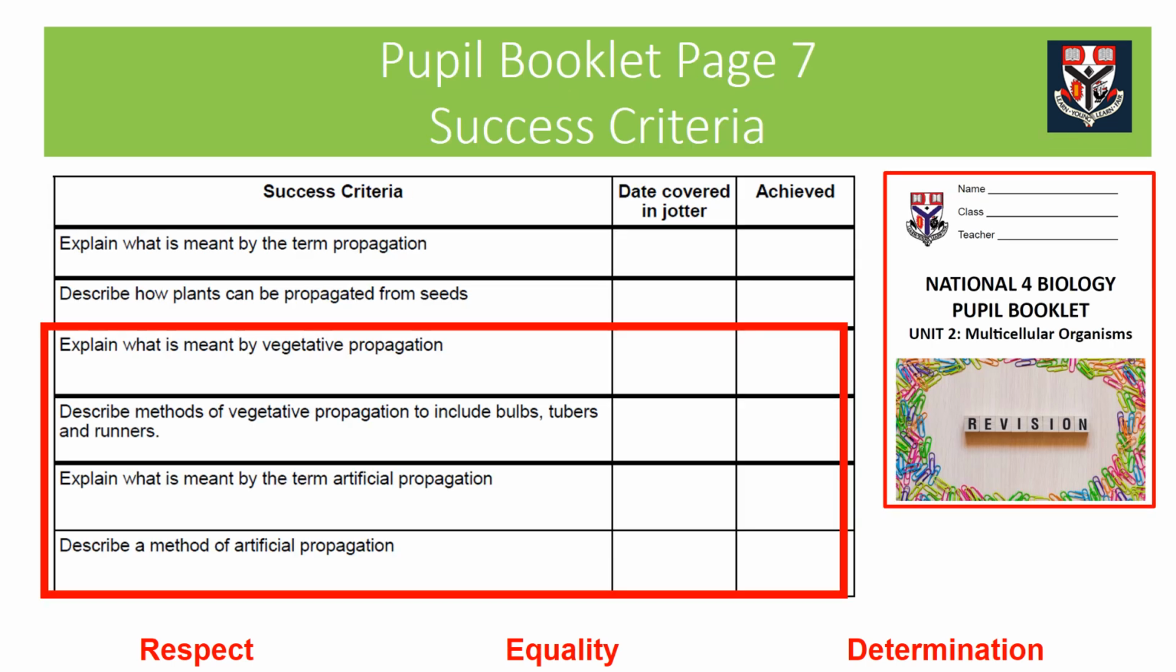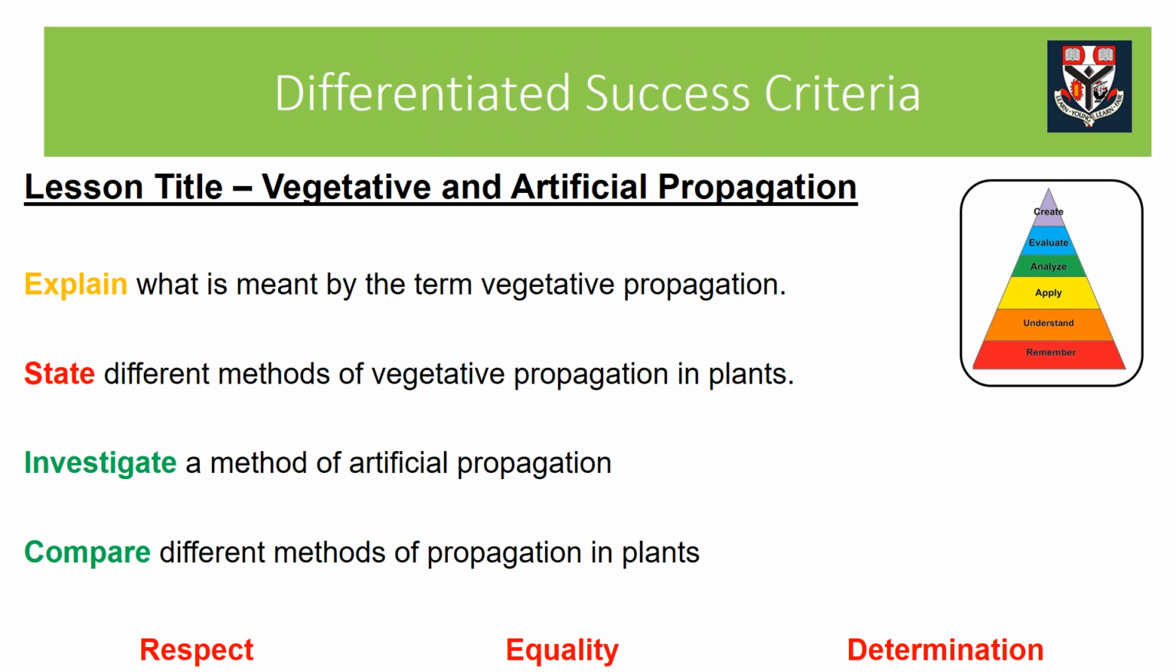From page 7 of your pupil booklet, we can see 4 success criteria that will be covered during this video. Success criteria are a measurement for your level of success after having engaged with the learning material. If we look at our success criteria against the higher order thinking skills triangle, we can see a level of differentiation. When you're being asked to explain what is meant by the term vegetative propagation, you need to understand the biology.